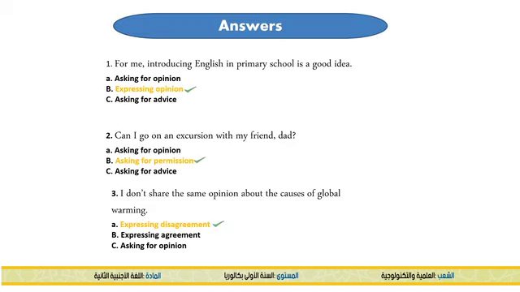So here, the answers. So number 1, for me, introducing English in primary school is a good idea. So this expression shows us expressing opinion. Number 2, we have, can I go on an excursion with my friend, Dad? Here we have asking for permission. Number 3, I don't share the same opinion about the causes of global warming. So we have expressing disagreement. And I share the same point of view on this topic. This is, of course, agreeing.